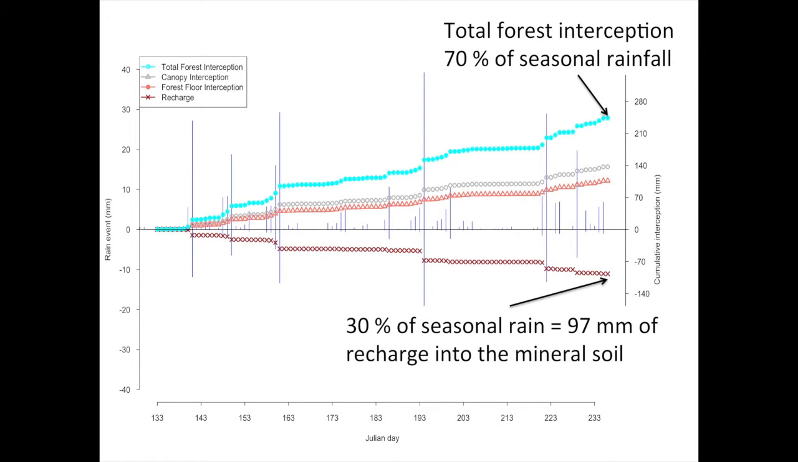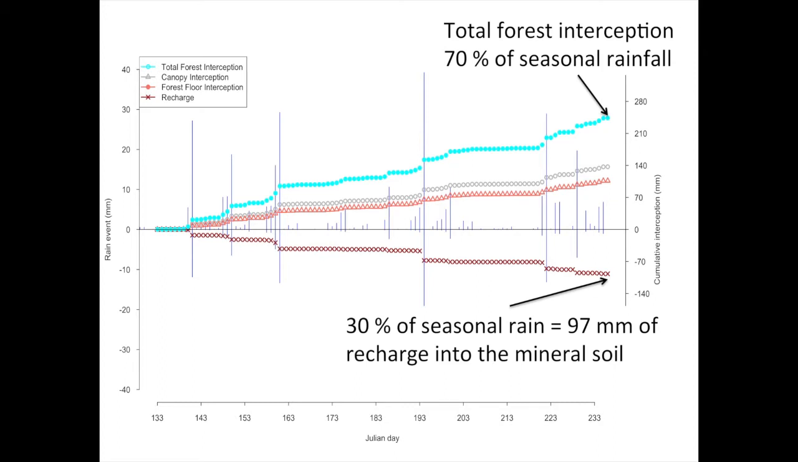In the left y-axis, we have rain events. In the positive region, we represent rain events. The negative region means the events that are actually reaching the mineral soil. And in the right y-axis, we have the cumulative trace of the interception components.